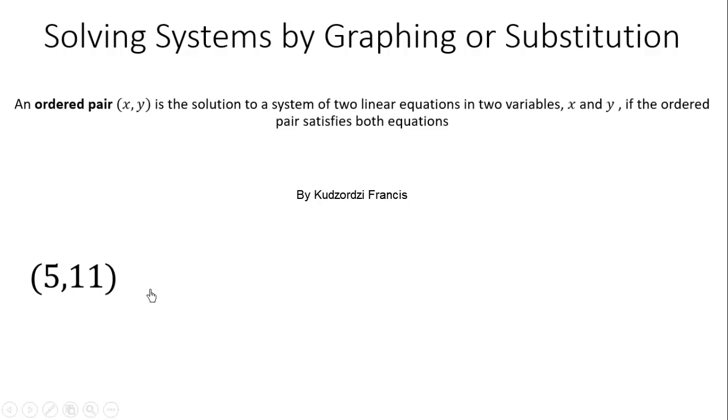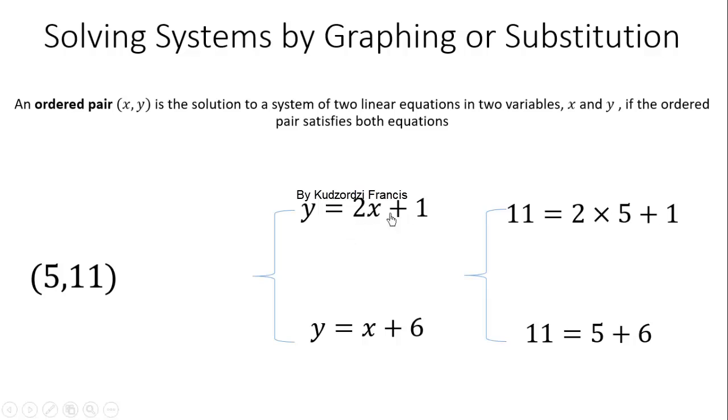This ordered pair is a solution to the system y is equal to 2x plus 1 and y is equal to x plus 6. Why? Because the solution must satisfy this system. So let's check to see if indeed (5, 11) satisfies the system y equals 2x plus 1 and y equals x plus 6. So we do a substitution.